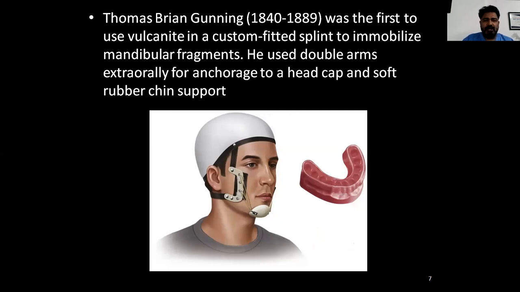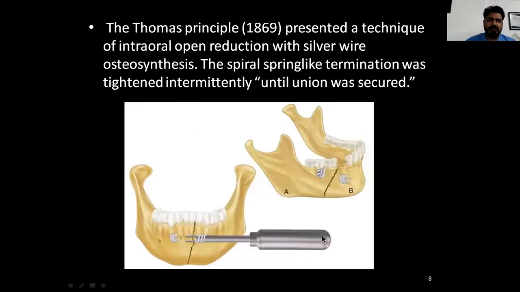He used double arms extraorally connected to a head cap and a soft rubber chin support, as you can see in this figure. After that, the concept of occlusion was introduced, and with it, the various types of mandibular fractures were reduced into occlusion so that accuracy could be maintained.